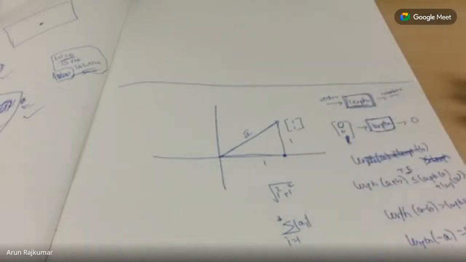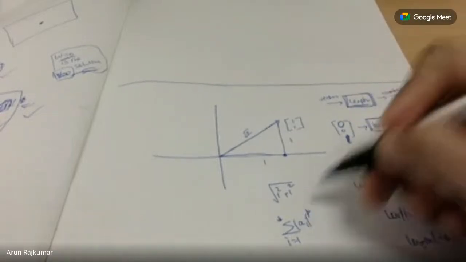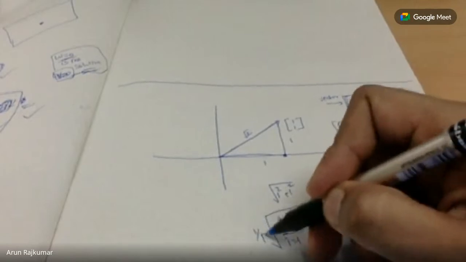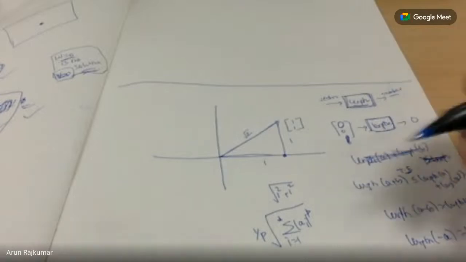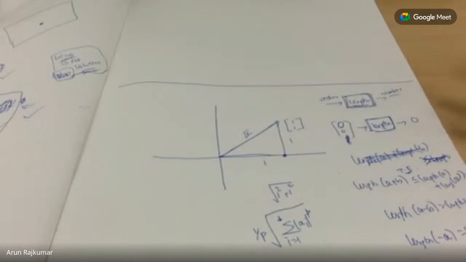And there are so many other things as well, right? You can think of this as a p, and then say 1 by p. This is also in general a valid length function. Now we give names to these length functions.